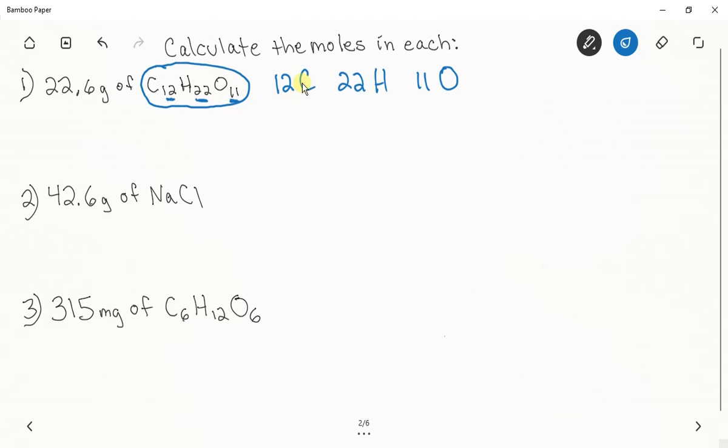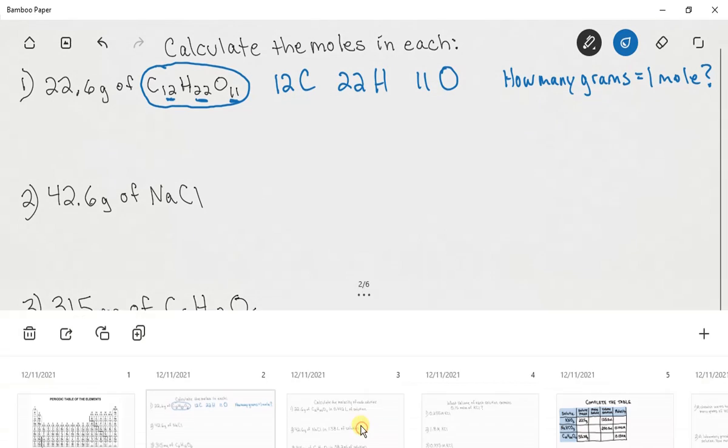What we're trying to do here is figure out how many grams of C12H22O11 are in 1 mole of C12H22O11. So how many grams are in 1 mole of this molecule? So let's start with carbon. We have 12 carbons, and let's go to our periodic table. You have to do this with the periodic table.